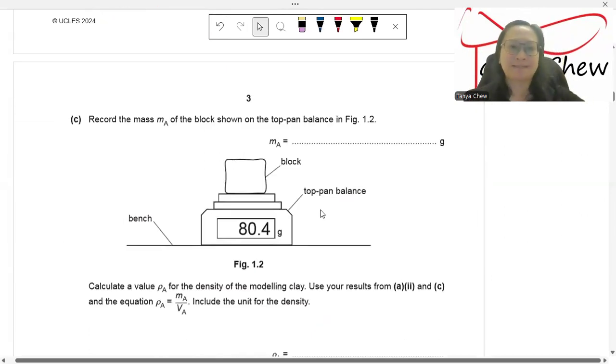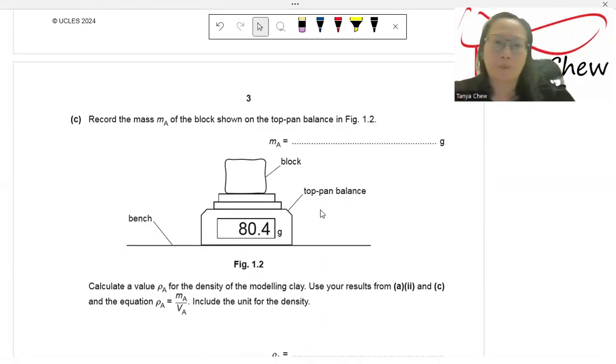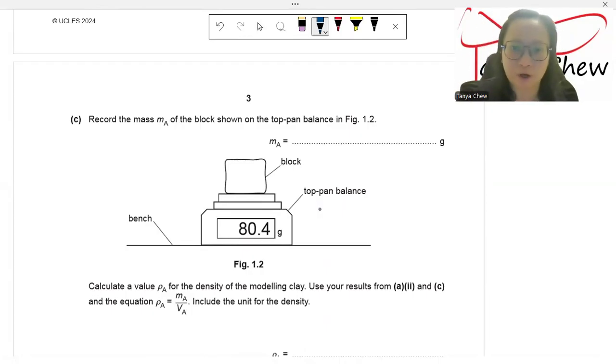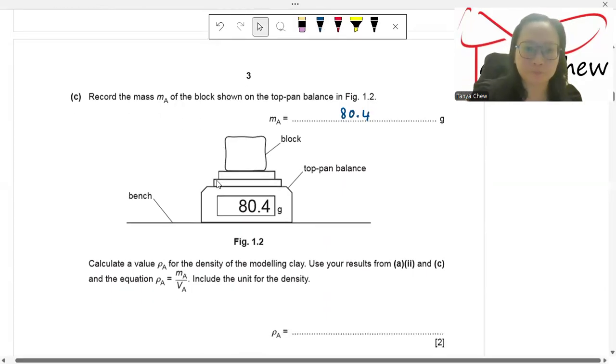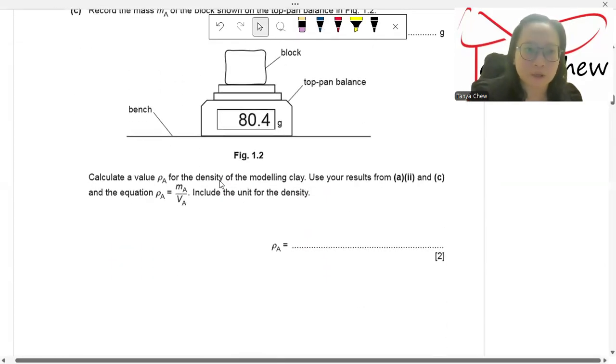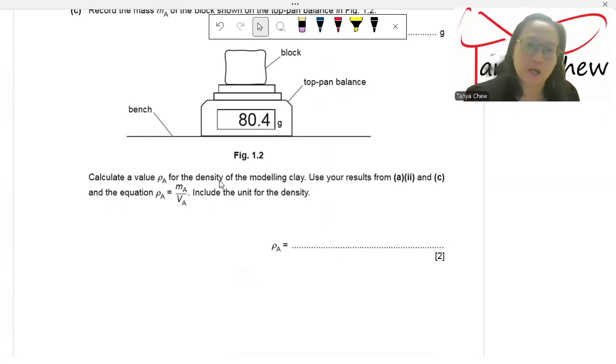C, record the mass MA of the block shown on the top pan balance in Fig 1.2. So you just read it off. 80.4 gram is the answer. Calculate a value rho A for the density of the modeling clay. Use your results from A part 2 and C, and the equation rho A is equal to MA over VA. Include the unit for the density.